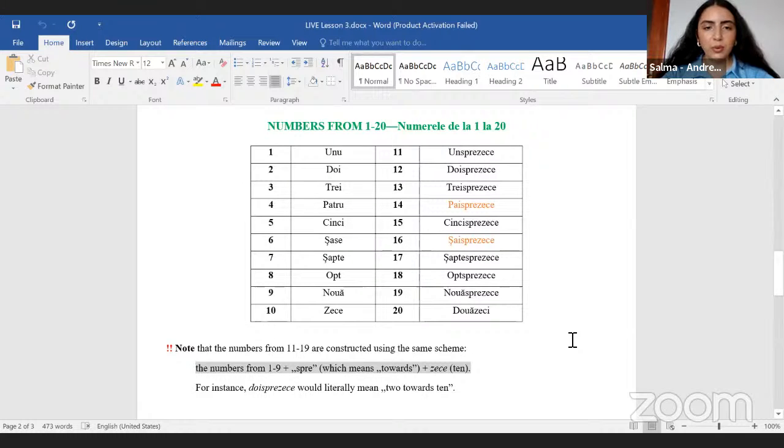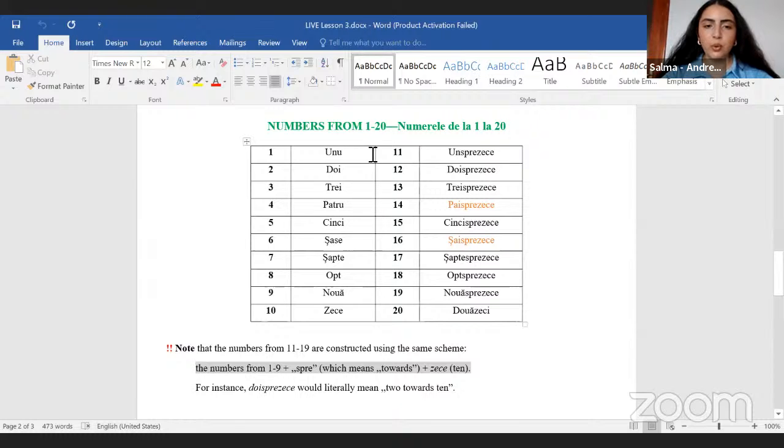Okay, so now we are going to look at the numbers. For now, we are just going to look at the numbers from 1 to 20, and later on we are going to discuss those above 20. They are quite easy, actually. I'm going to give you a little hint to help you learn them and remember them. The most important part is for you to learn the numbers from 1 to 10, and if you know these very well, then the rest of the numbers will be very easy to learn.